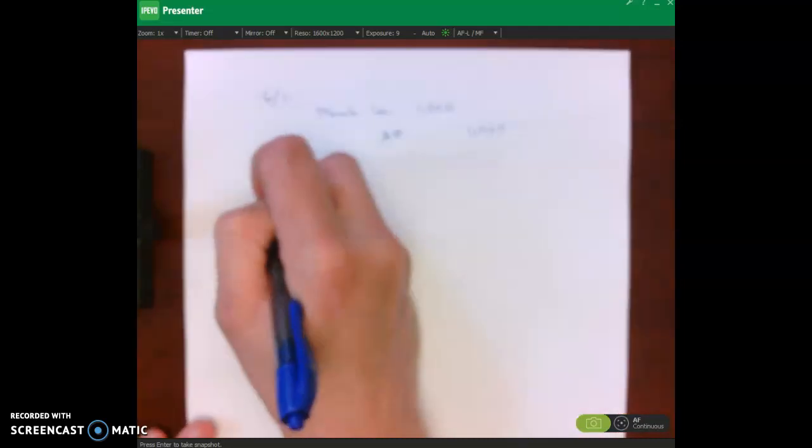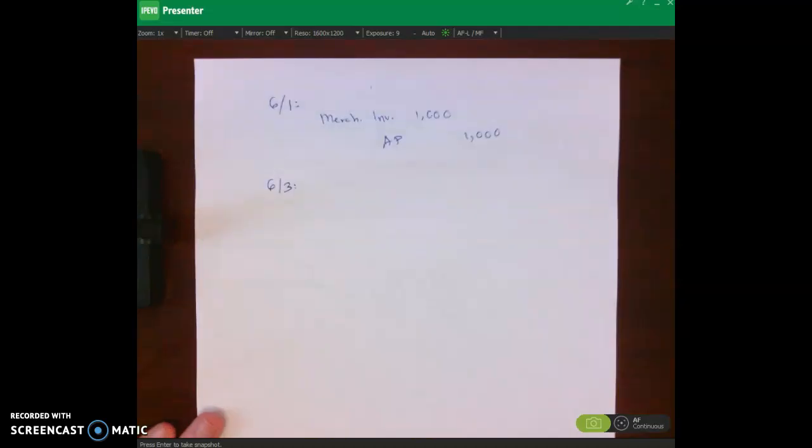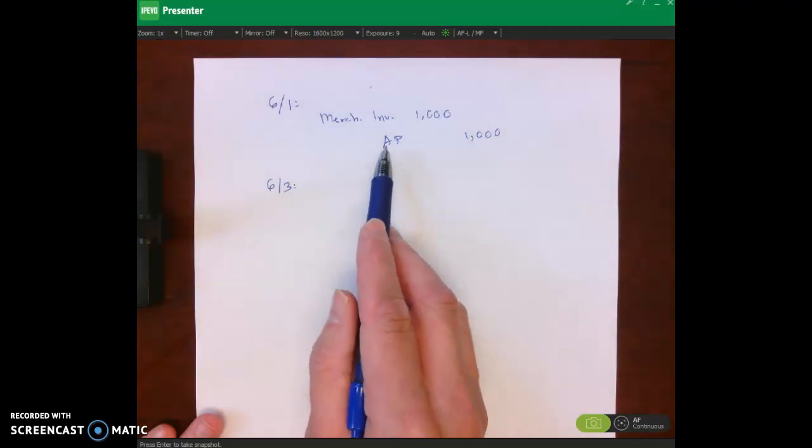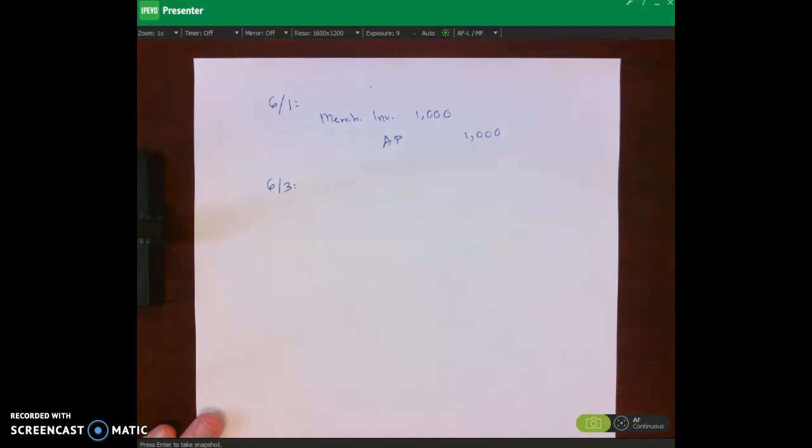Okay? Then on 6/3, we're returning some merchandise inventory. All right? Returning $100 worth of merchandise inventory. So that means the cost basis of our merchandise inventory has gone down. How do I reduce the cost basis of merchandise inventory in terms of debits and credits? Well, I will credit it because merchandise inventory is an asset. The cost basis of that asset is decreasing. I recognize that with a credit. What do I debit? Well, if I returned $100 worth, do I still owe $1,000? No. I owe $900, $100 less than $1,000.